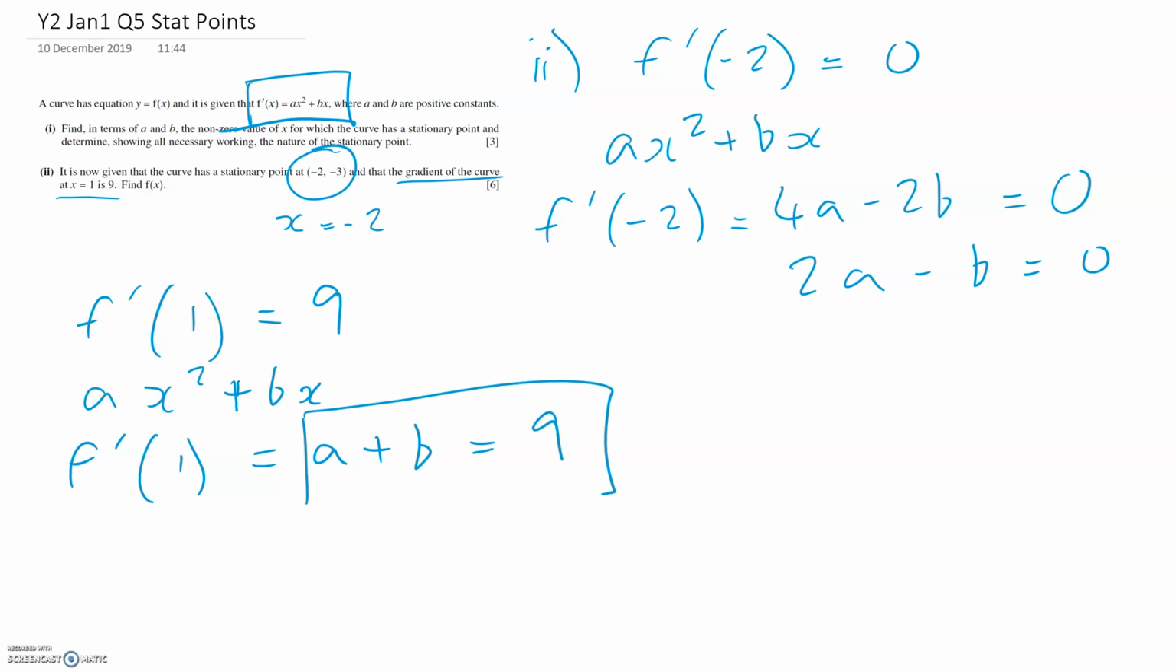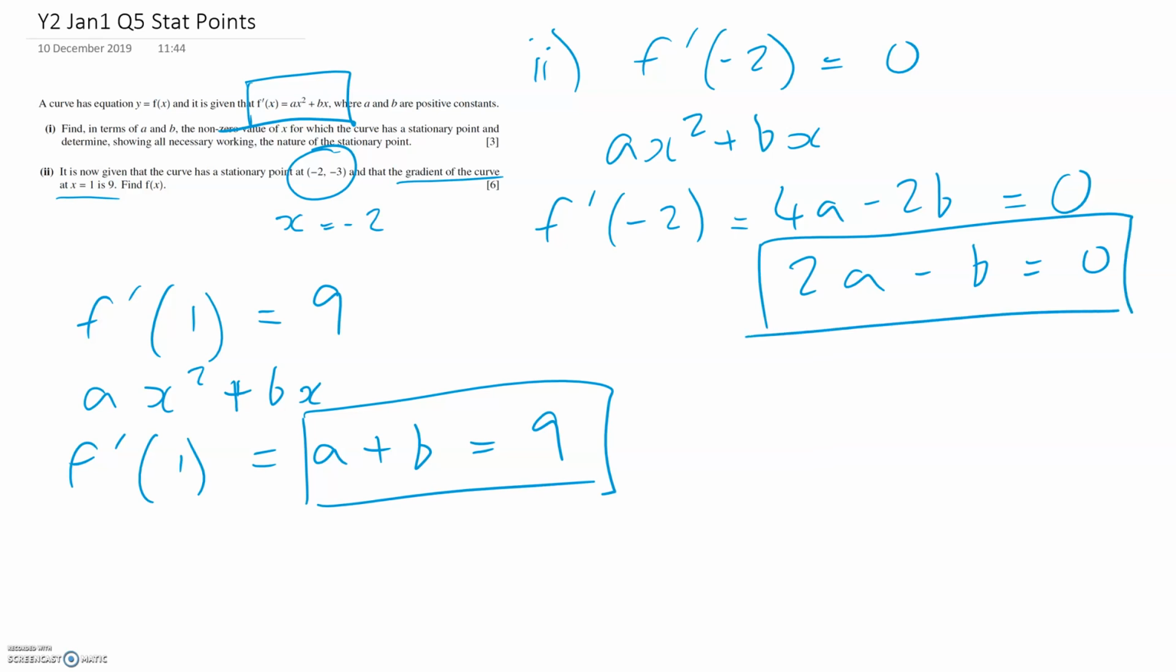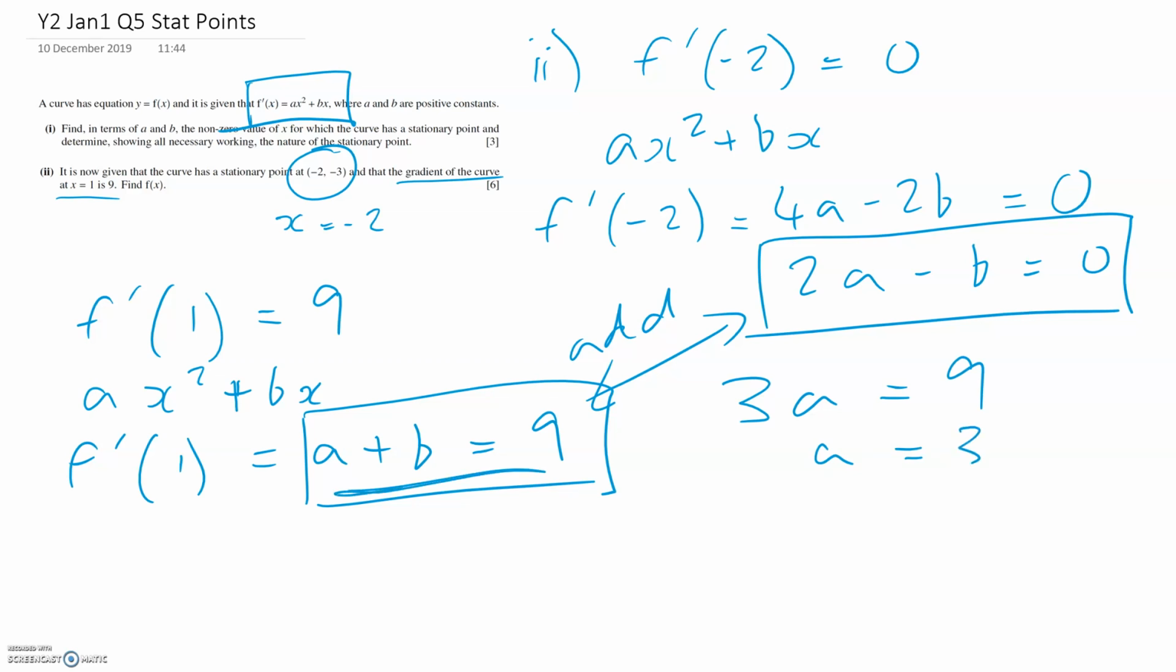So we have two simultaneous equations here, this one and this one. The quickest way to do this, I think, is to add these two together. If we add these two simultaneous equations, we'll get 3a. The b's will cancel. 3a equals 9, so a equals 3. And using this equation here, b is going to equal 6.